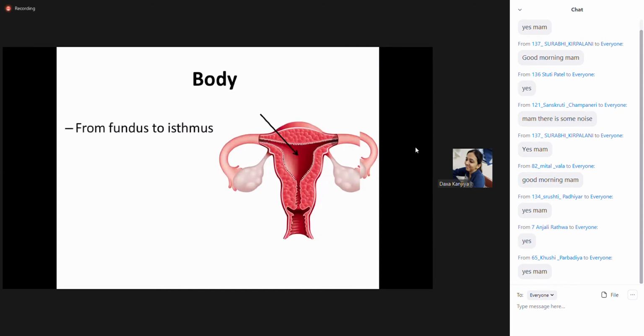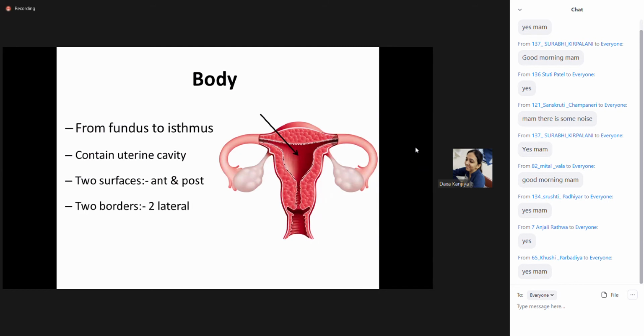The body extends from the fundus to the isthmus, this portion. It contains the uterine cavity, which is triangular in shape in coronal section, as seen in this figure. It has two surfaces, anterior and posterior, and two borders, the two lateral borders.